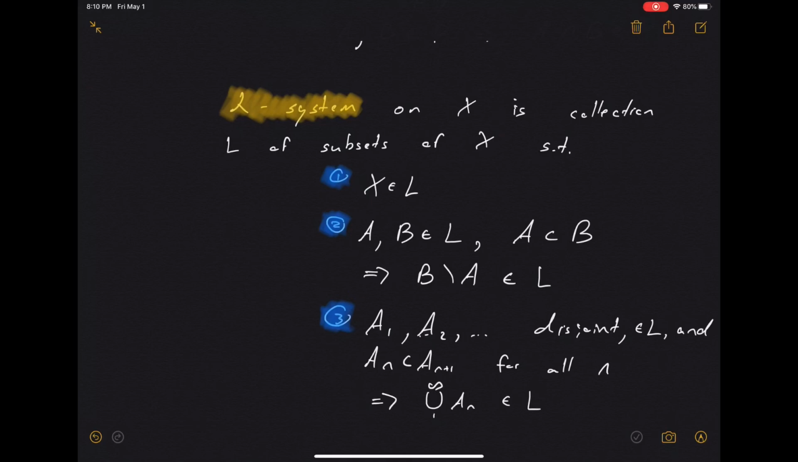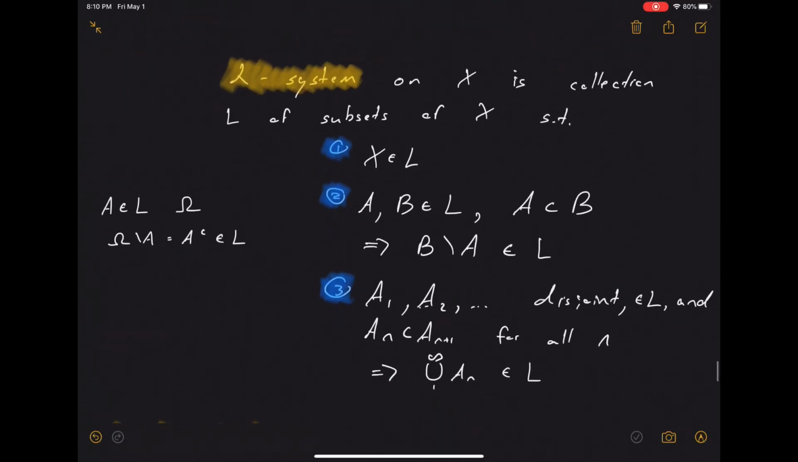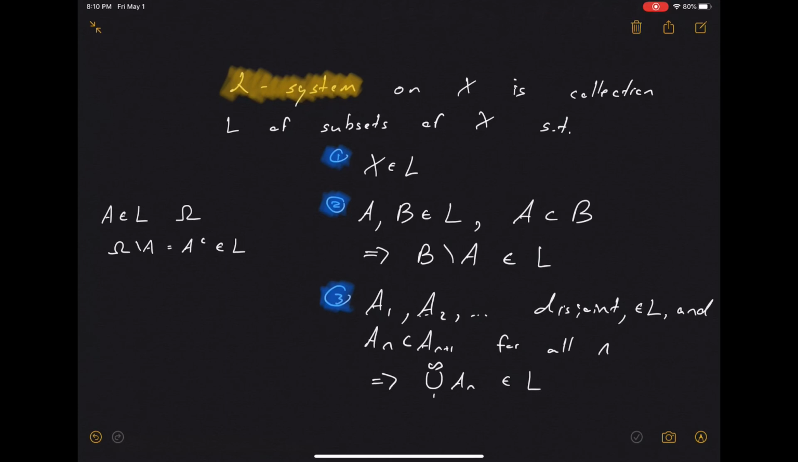Let's say A is in L. We know omega is in L, and we have condition 2. Then omega minus A is in L, and this is equal to the complement. And it goes the other way as well. Condition 3: if we have countable disjoint sets in L, or A_n is a subset of A_{n+1} for all n, then their union is in L.